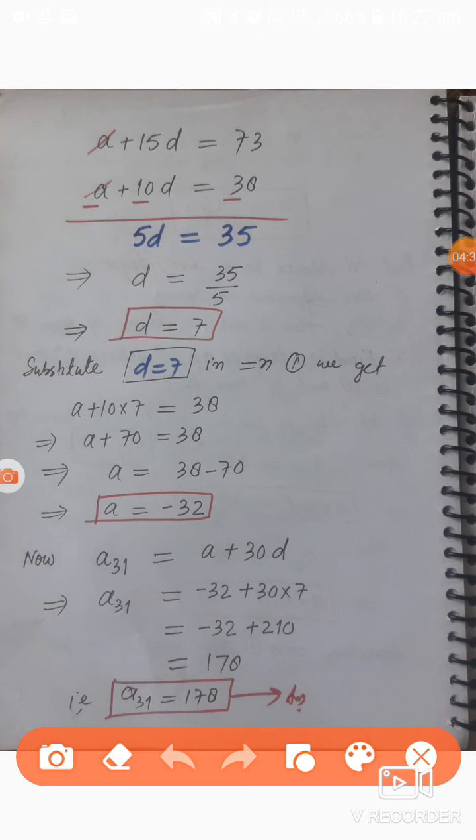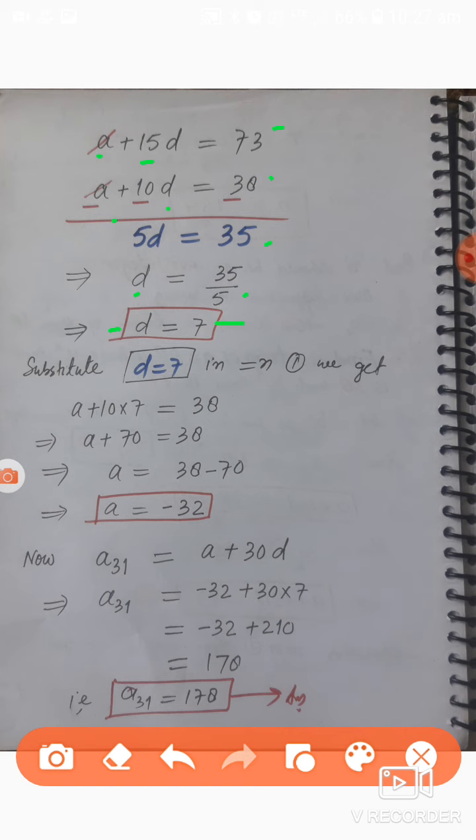Equation second is a plus 15d equal to 73, and we will subtract the first equation from it, that is a plus 10d equal to 38. Now a and a will vanish, and 15 minus 10 means 5d equal to 73 minus 38, which is 35. So we get 5d equal to 35, and d is equal to 35 divided by 5. By dividing by 5 on both sides, we get d equal to 7.